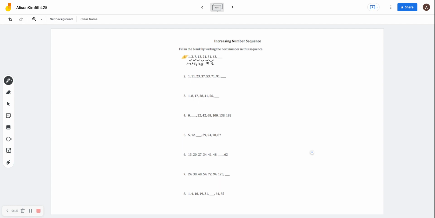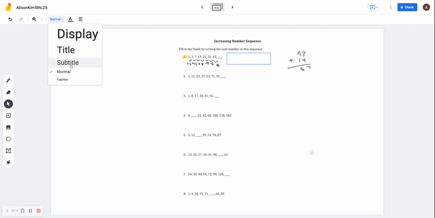So as we can see here, with this pattern, we're increasing by 2, right? 2 plus 2 is 4, 4 plus 2 is 6, 6 plus 2 is 8, 8 plus 2 is 10, 10 plus 2 is 12, right? So what's 12 plus 2? It'll be 14. Right? So we're going to add 14 to 43. So let's figure that out. 43 plus 14 is 57. So the next number in the sequence would be 57.